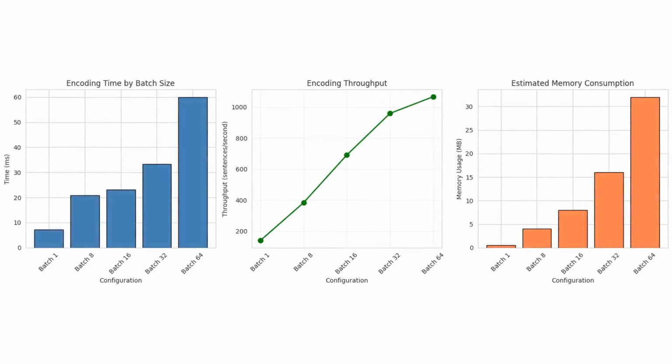The visualization shows 3 key metrics. First, encoding time increases with batch size but not linearly, showing the efficiency gains of batching. Second, throughput improves significantly with larger batches, demonstrating the importance of batch processing for production systems. Third, memory usage grows linearly with batch size, which is an important constraint to consider. The performance summary shows that larger batch sizes generally achieve better throughput, with batch 64 achieving the highest sentences per second rate.